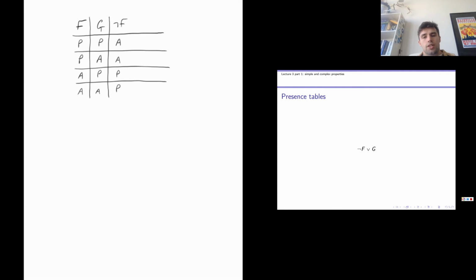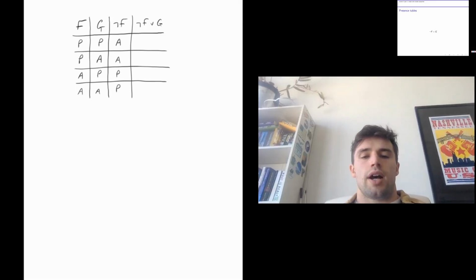And finally, we see that the next largest complex property, such that we can calculate its presence table in one more step from what we already have in our table, is the whole property of interest, not f v g. So we have the presence table for not f, and we have the presence table for g, so we just need to apply the presence rule for disjunction to calculate the presence table for the whole complex statement. So have a go yourselves before I go through it. Which of these presence tables is correct for not f v g?